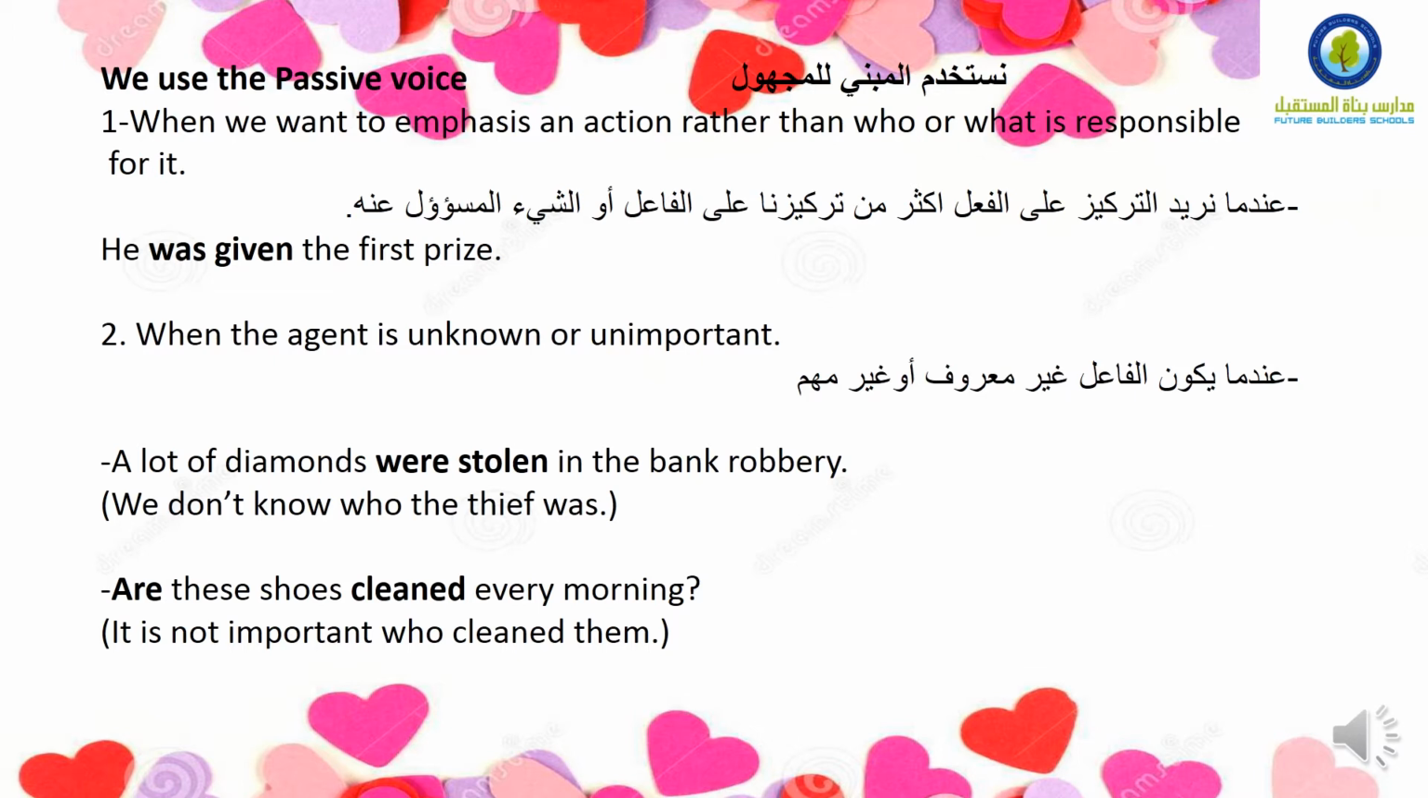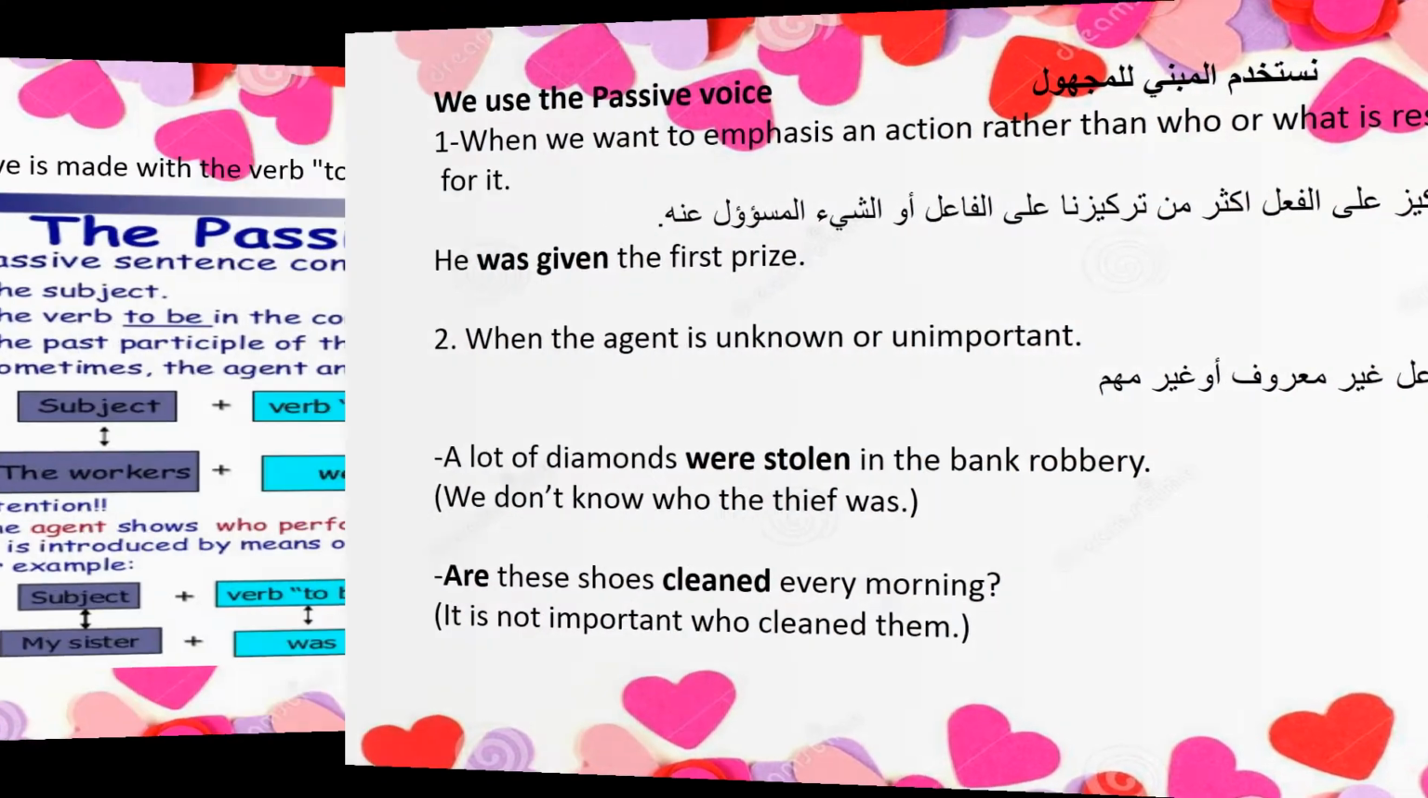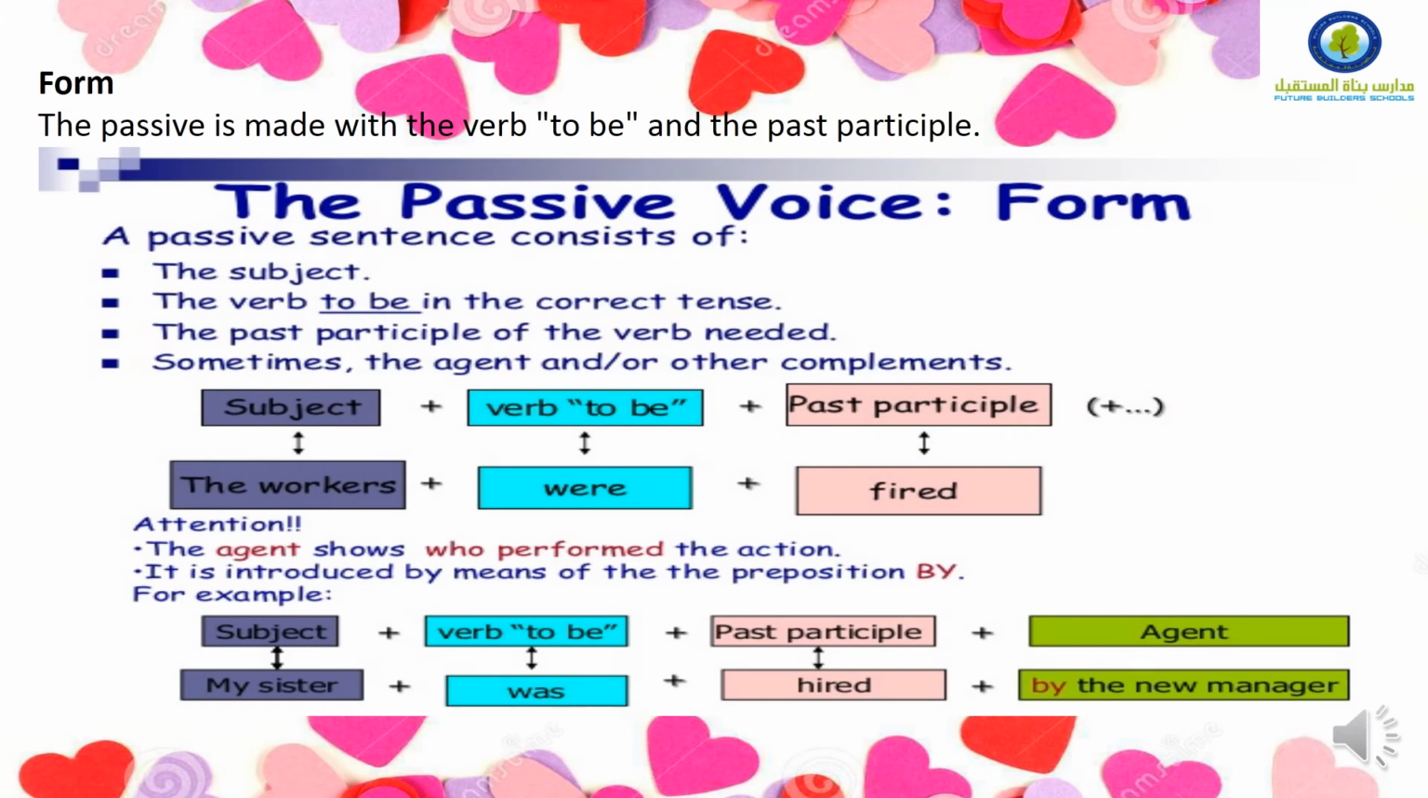Here it's not important who cleaned them. The most important is the action. عملية التنظيف وليس من نظف. And this is of course passive voice. Know that this is a passive sentence. The passive is made with the verb to be and the past participle of the verb.